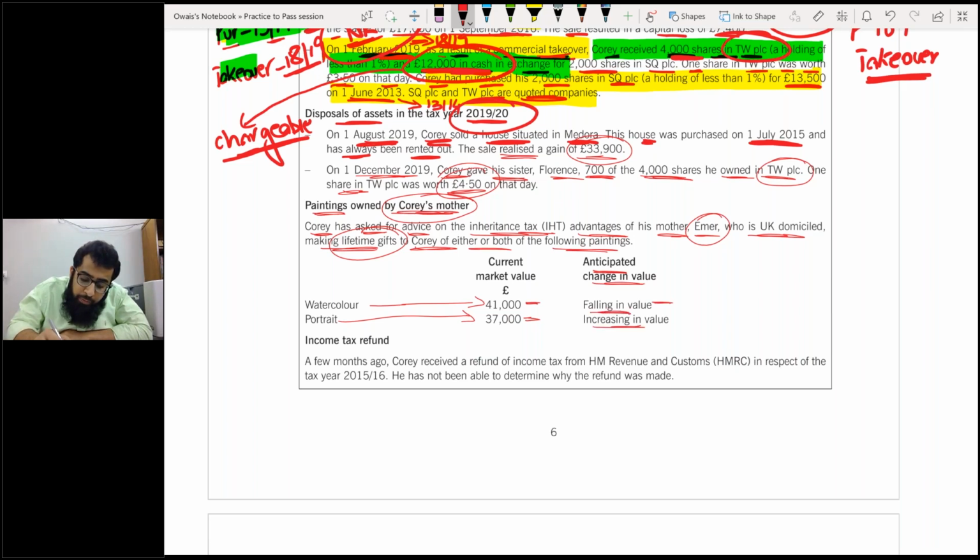What he has asked, my friend, look at it here. Okay. Inheritance tax advantages of making a lifetime gift. I want you all, hello everyone, please tell me some benefits of making a lifetime gift. Please tell me, everyone.